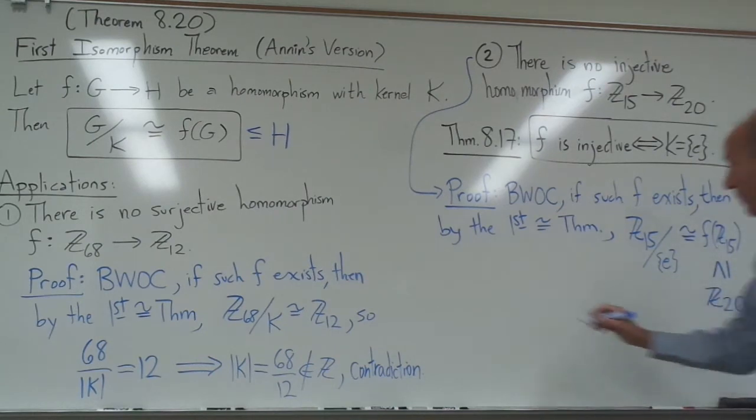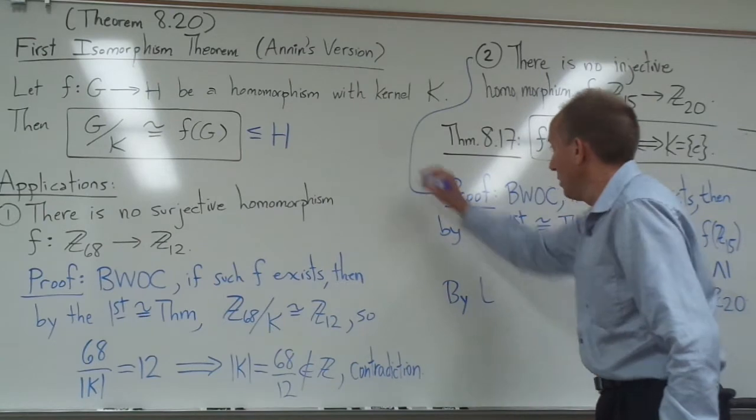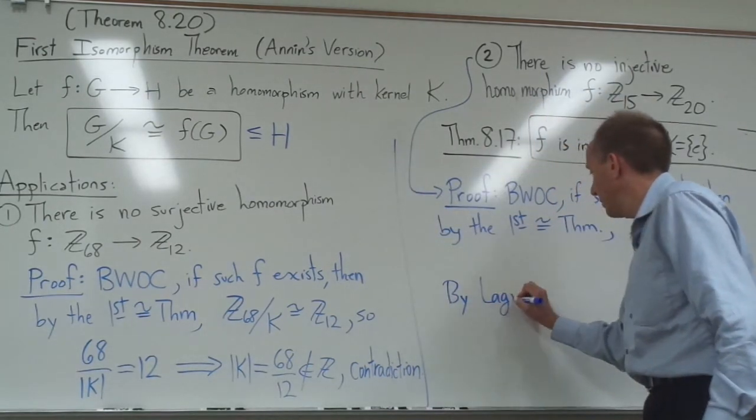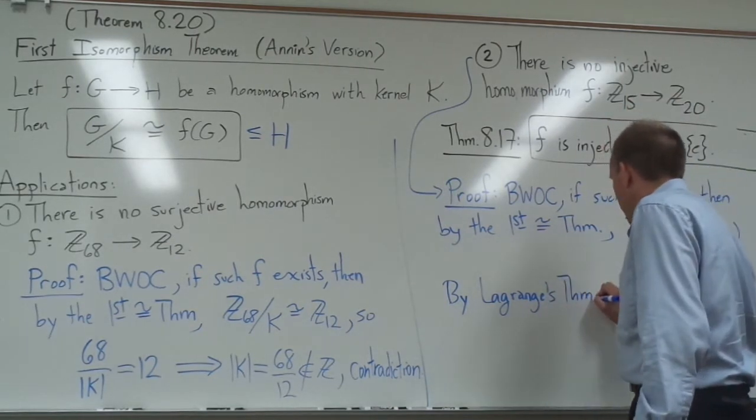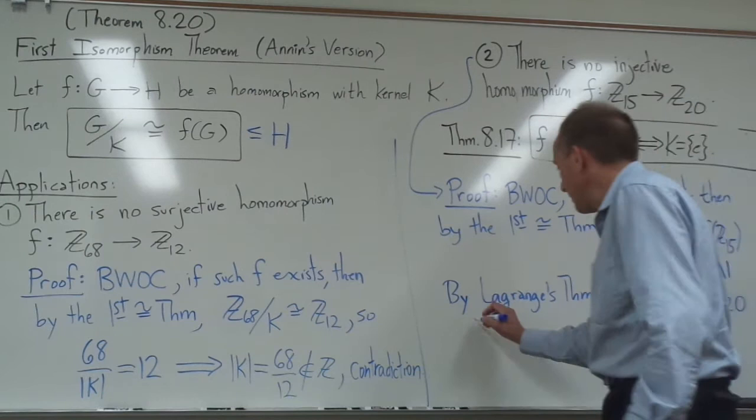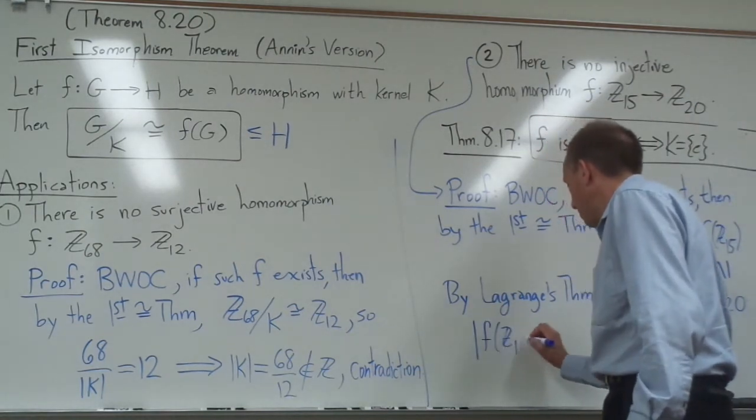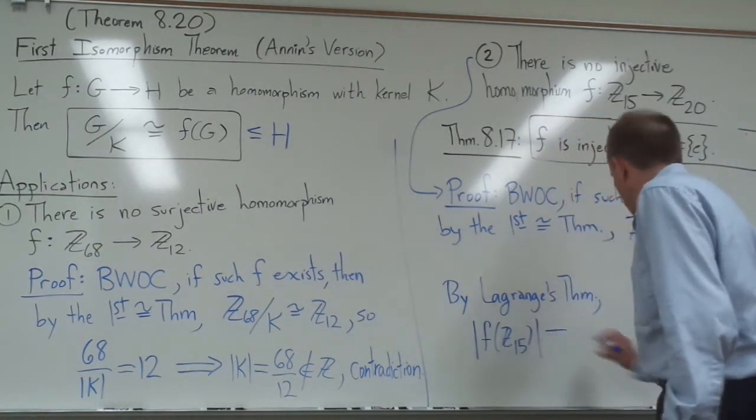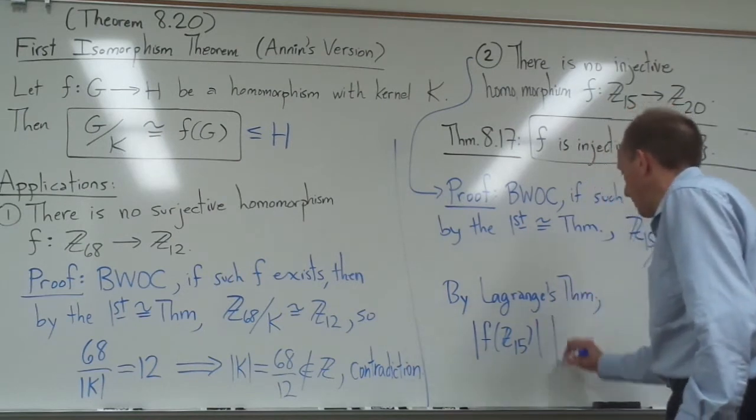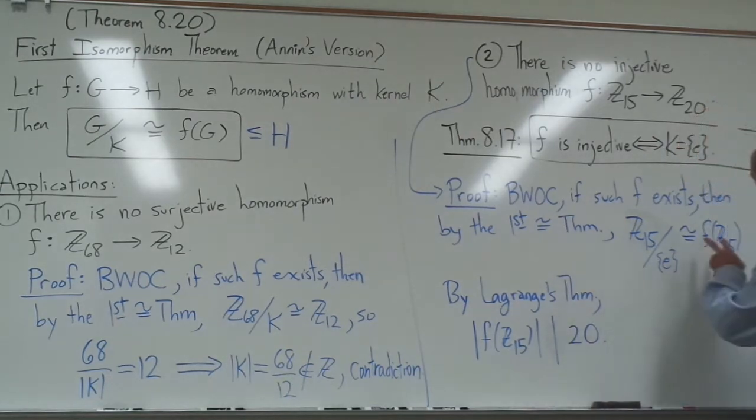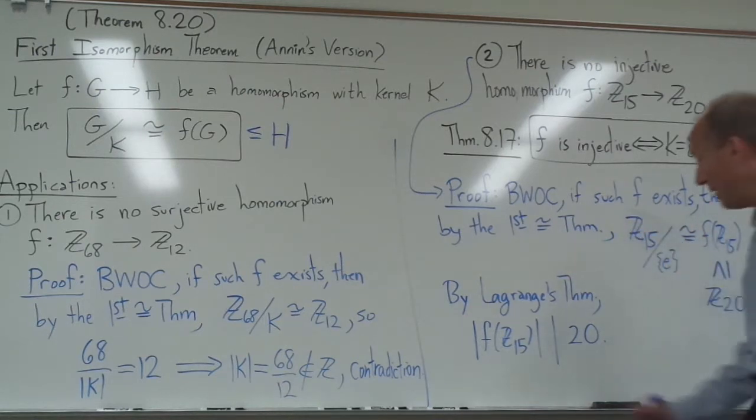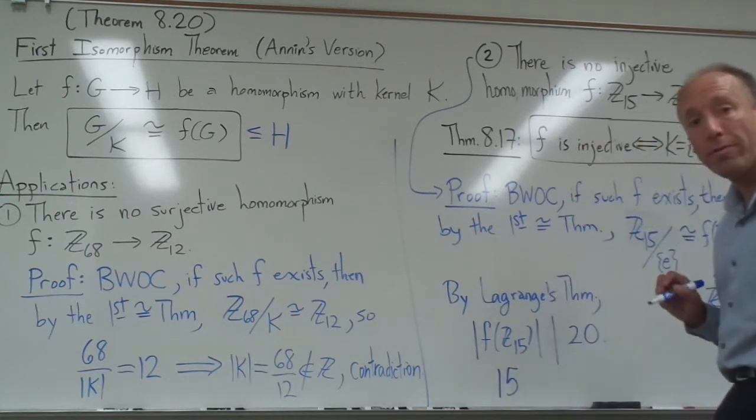Well, that means that by Lagrange's theorem, so I'm actually going to use Lagrange's theorem for this, the most important theorem in finite group theory, right? By Lagrange's theorem, the size of the image of our function has to divide the size of Z20, and the size of Z20 is just 20. But look at the image of our homomorphism. It's isomorphic to something that has size 15, right?